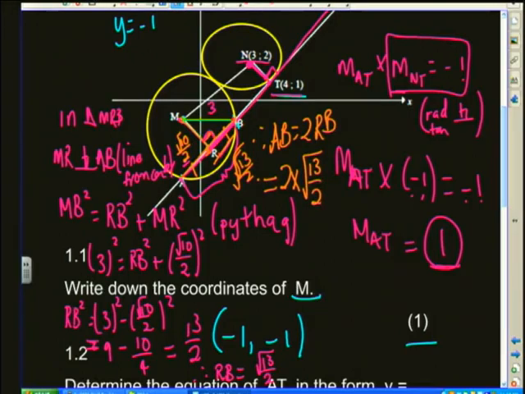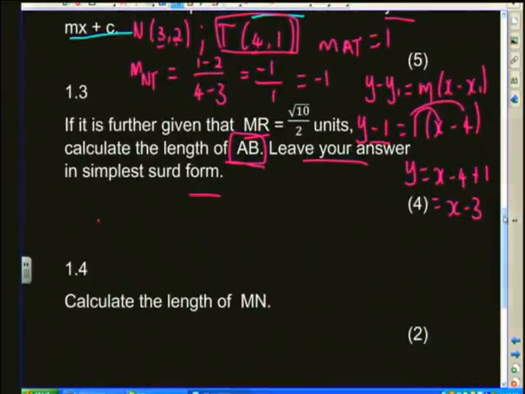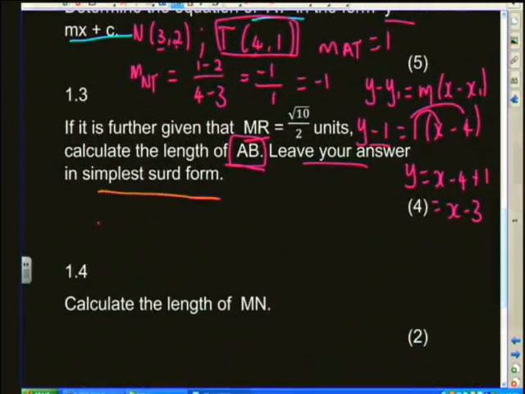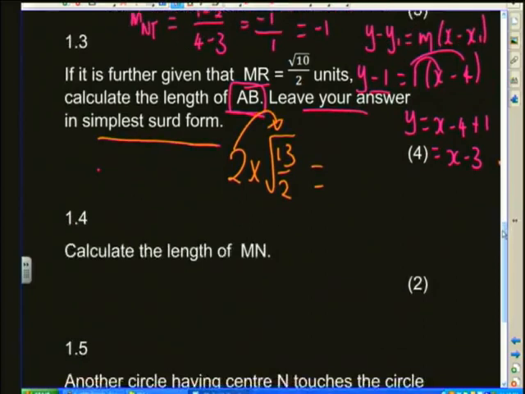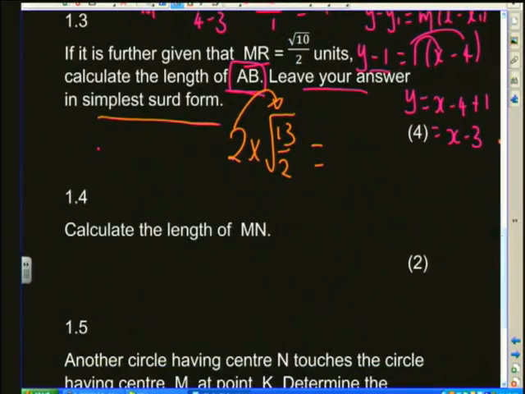Now, some of you might be tempted to leave it there, but if you look at the question, they say leave your answer in simplest surd form. And if you look at this answer, 2 times root 13 over 2, it doesn't look as simple as it could be. So we need to go a little bit further. We need to take this 2 and put it inside, underneath that square root, so we can leave our answer in simplest surd form. If we're going to take this 2 and put it into the root sign, what do we have to do? We have to square it.